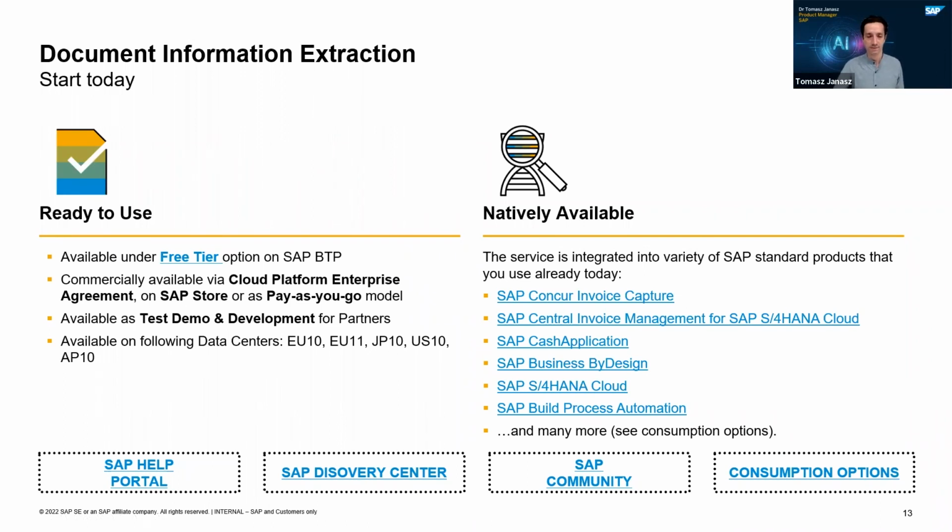We have all the sets of assets and accelerators that will help you to scale out with the service. You'll find them on the SAP Help portal. There is the Discovery Center, as I mentioned before. We also maintain an SAP Community page for business document processing, where you'll find blogs about the use cases, about the integration options, reference architectures, and so on. And finally, there is a link to the consumption options, which describes all the possibilities that you have, how you can kickstart with document information extraction.